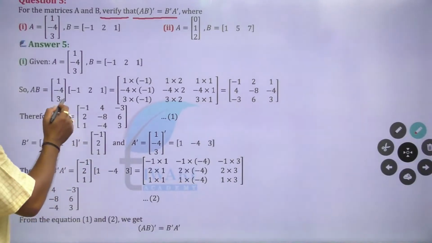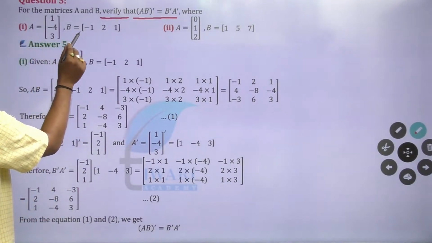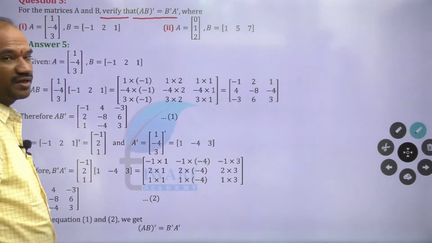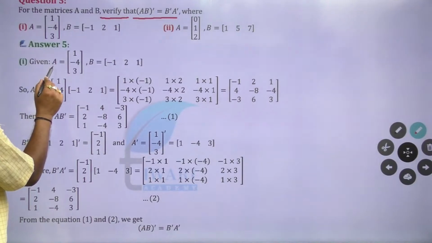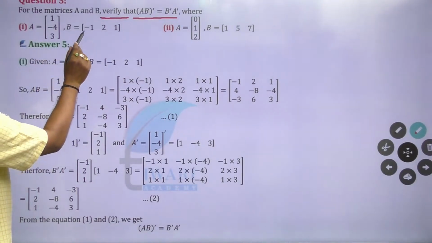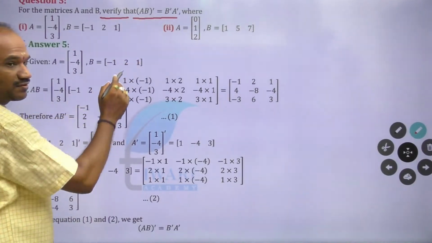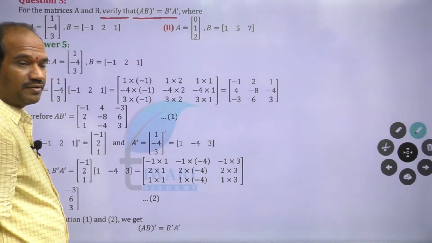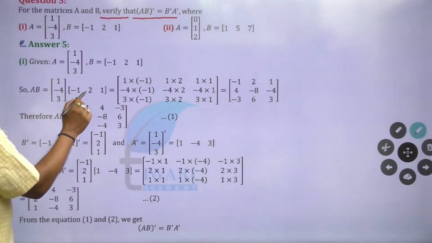Right, see here, first, in this given matrix, A, B given. A is equal to this matrix, next B is equal to this matrix. First we calculate AB, here AB whole dash. First we calculate AB. See here, A into B is equal to A matrix into B matrix.